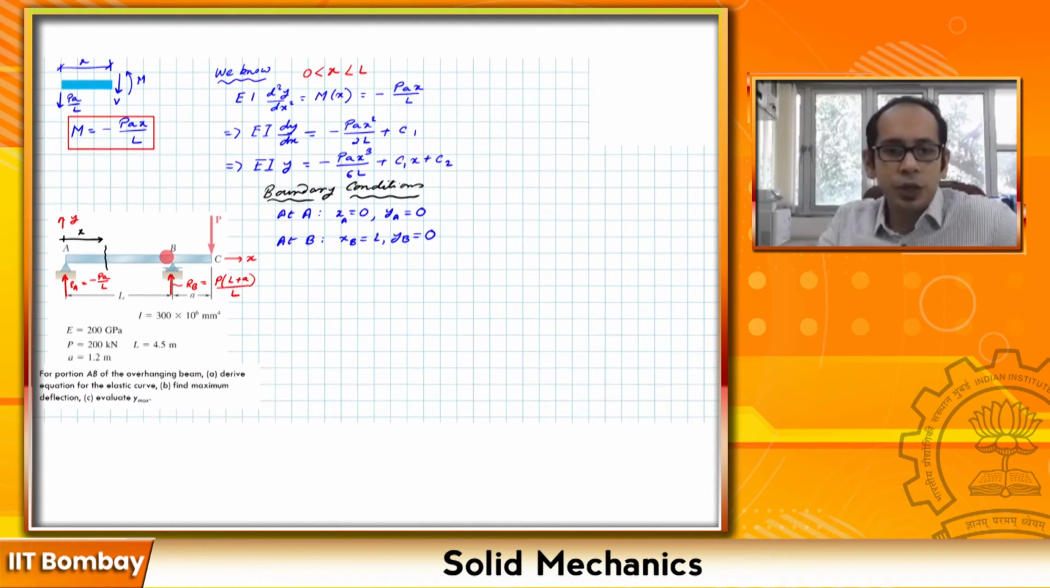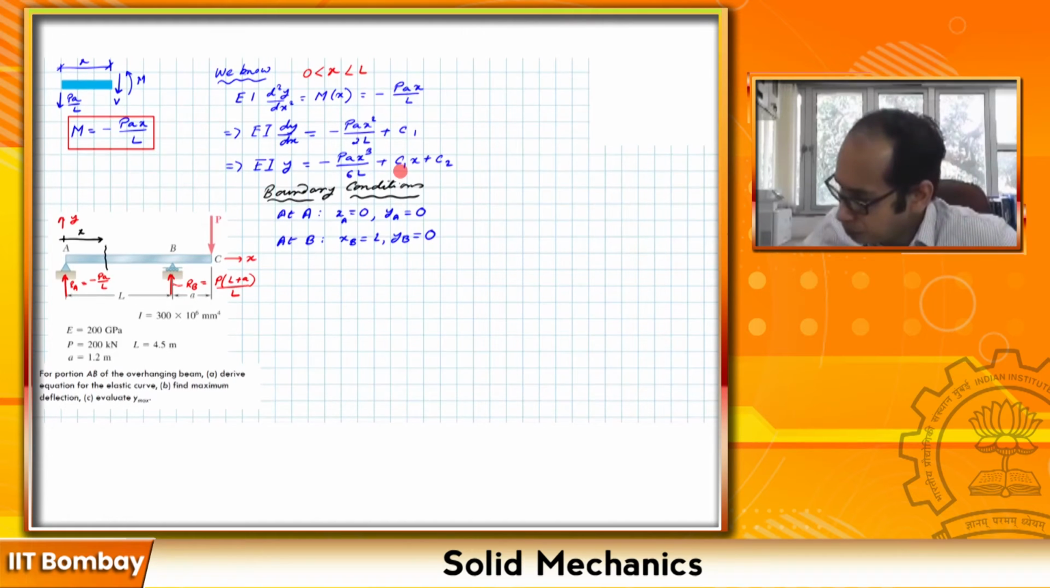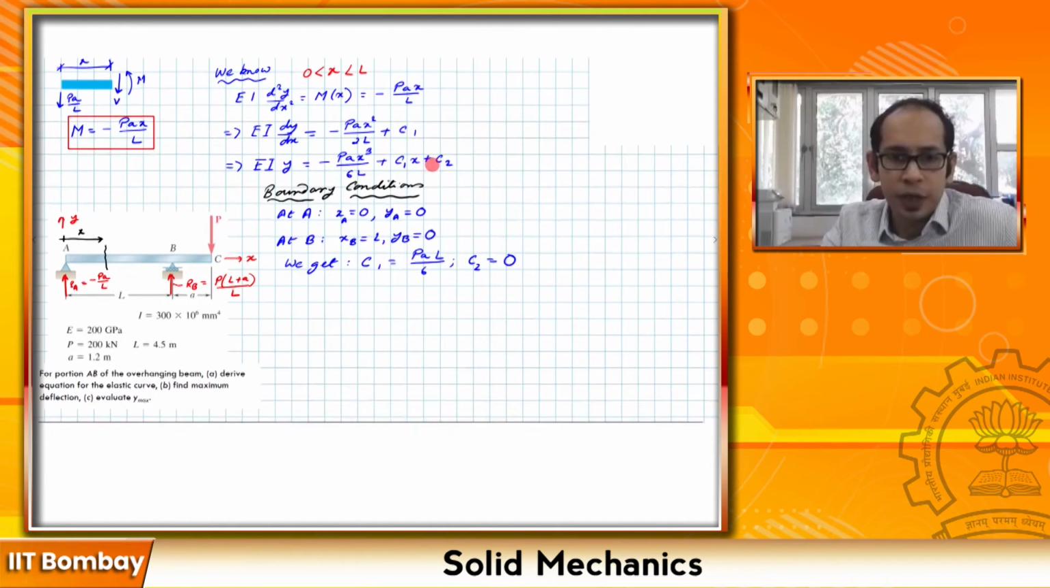Now once you use these two boundary conditions, in the slope equation this doesn't yield anything. Since you are dealing with the deflection y, you plug both of these in over here and you get the following values for the constants of integration C1 and C2. So now that we have the values of the constants of integration, I'm going to plug this back over here to find the equation for my elastic curve. So the first part asks you to derive the equation for the elastic curve.